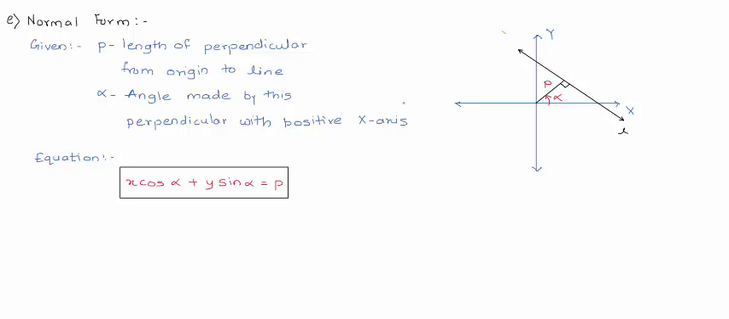Let us consider this line L has distance from origin as p. So distance from origin is p. Okay, and this perpendicular that is drawn from origin to the line makes an angle alpha with the positive x-axis. And hence, when these two things are given, then the equation is x cos alpha plus y sin alpha equals p.